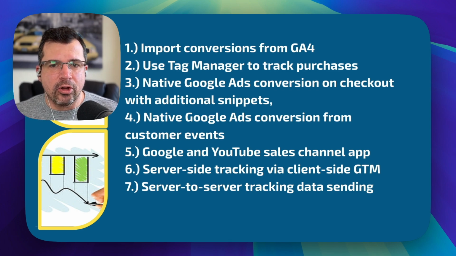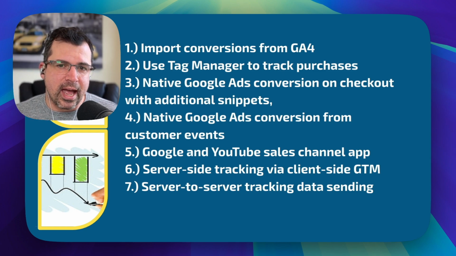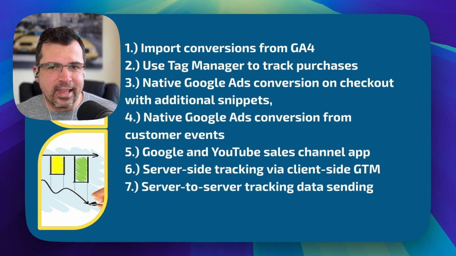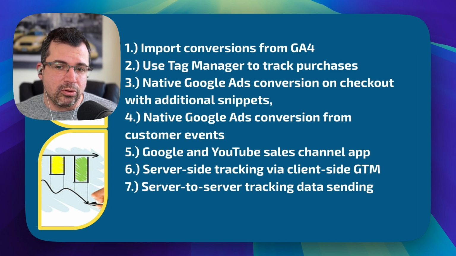Number 5, Google and YouTube Sales Channel app. It's also the easiest to configure as a user, and it's very robust, which is why I would rank it so high. Number 6 is server-side tracking with client-side GTM. This is what people usually refer to as server-side tagging nowadays, and it's partly true. This is the method I would recommend you to implement ASAP.